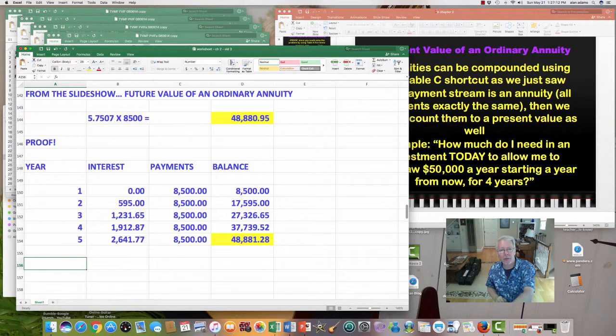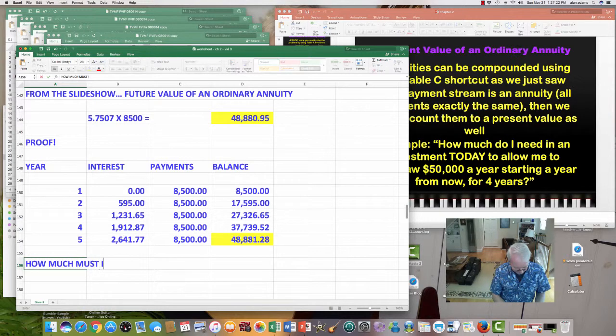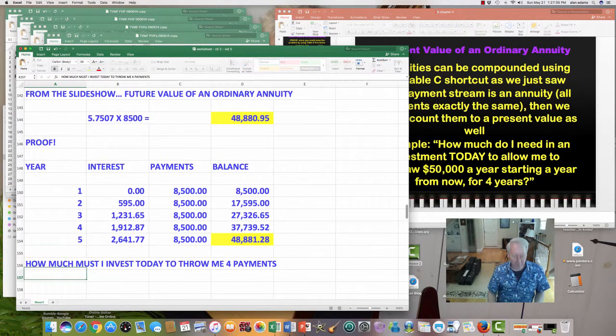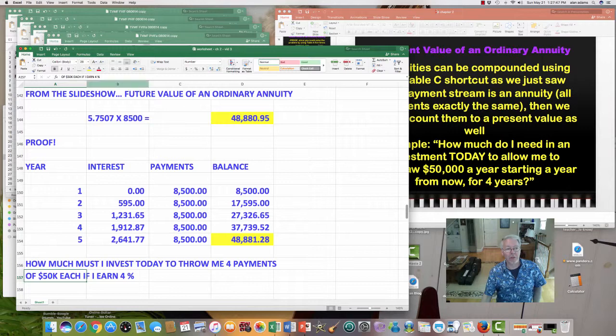You call up an insurance company and say, what do I need to invest today? And then they will throw off payments for you in the future. Okay, so let's say, how much must I invest today? And this is on page 29, to throw me 4 payments of $50,000 each if I earn, and what did I use in the book? I used 4%. Whatever is in this fund will earn me 4%, okay?